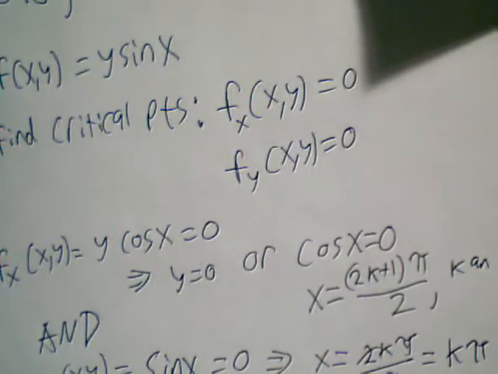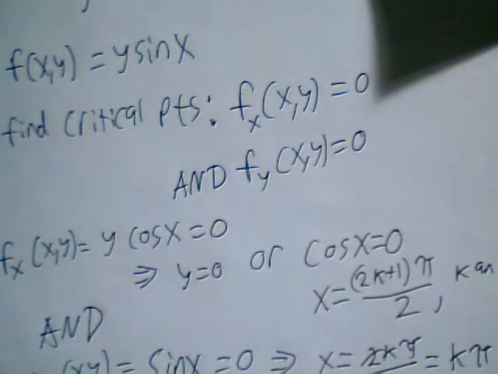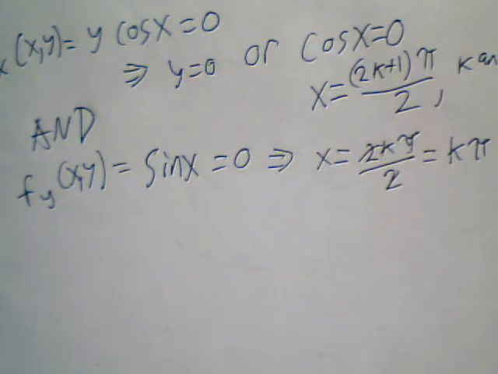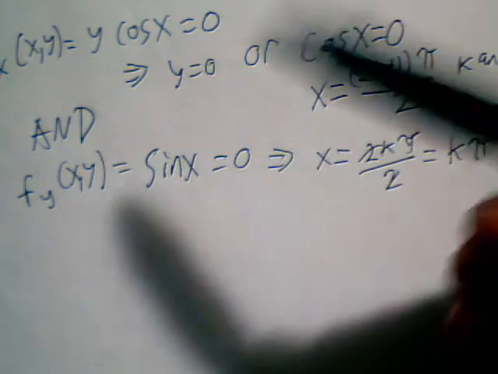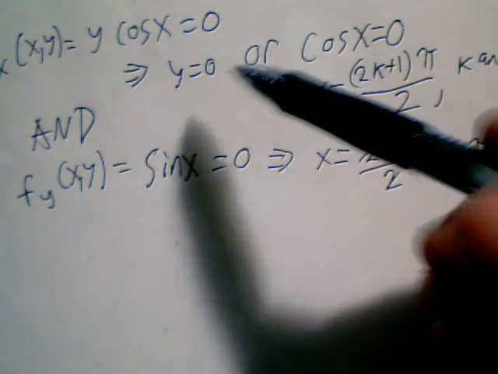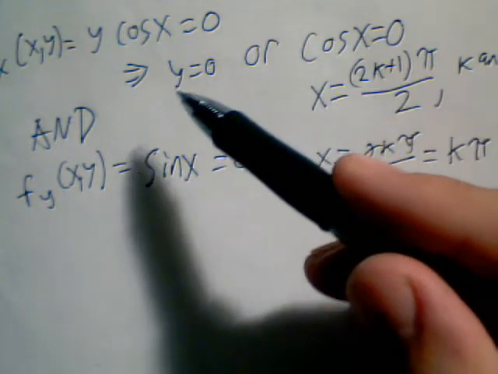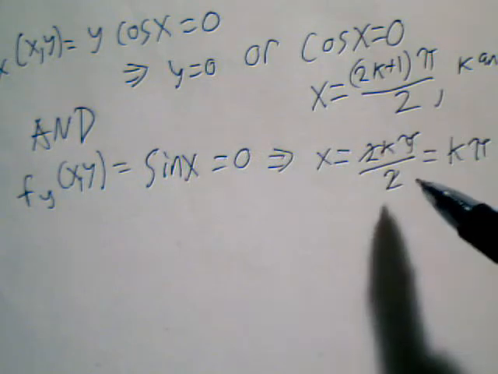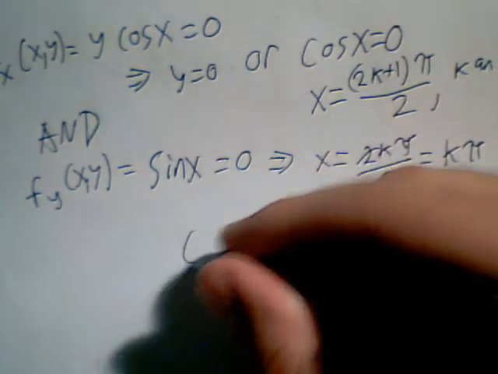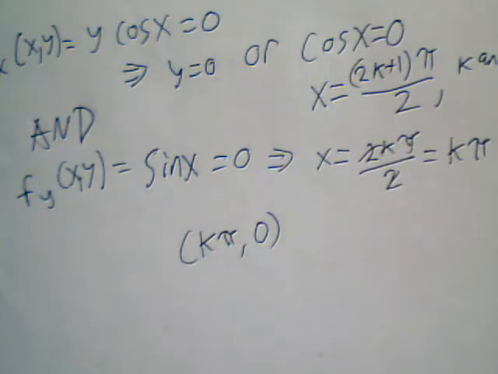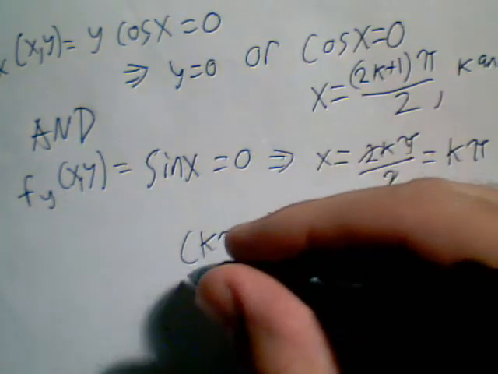So I can go back up here and say partial x is equal to 0 and partial y is equal to 0. So now what are all my points? Partial x equals 0 and y equals 0. I just have to choose one of these. If I choose y equals 0, great, I come down here, x is k pi. So at all my k pi, 0. These are critical points.